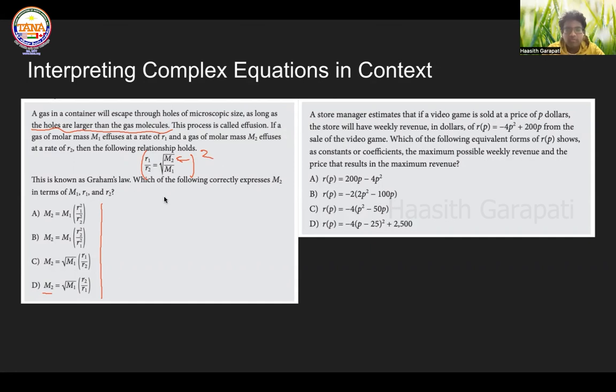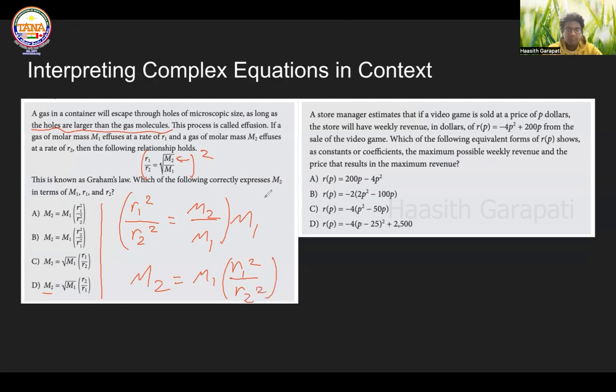But as I was saying, if we square the whole thing, we end up with R1 squared over R2 squared is equal to M2 over M1. And we want to find M2, so then simply multiply the whole thing by M1. And we're left with M2 is equal to M1 times R1 squared over R2 squared.